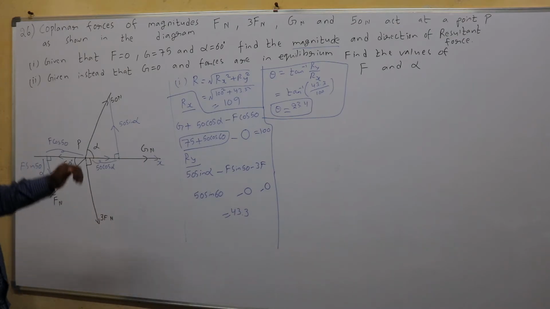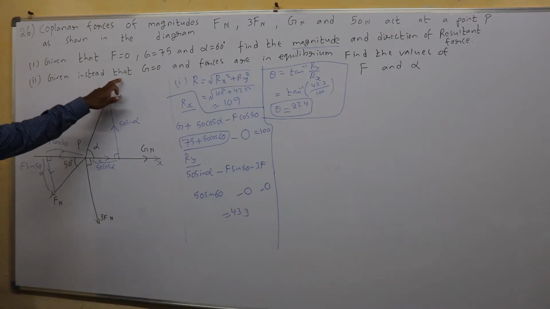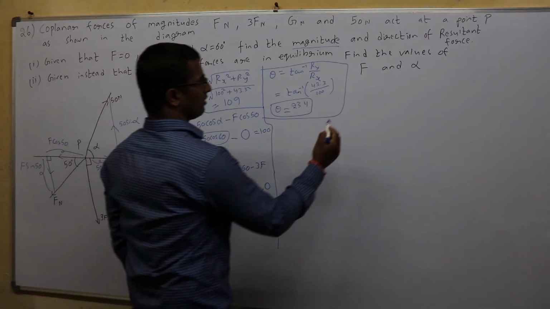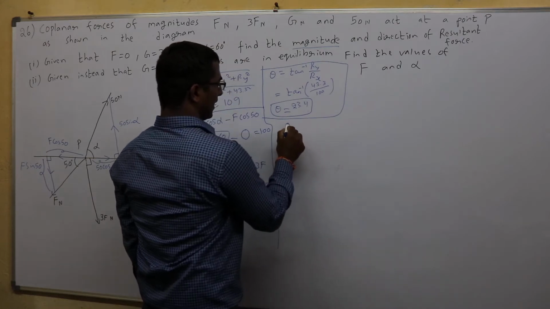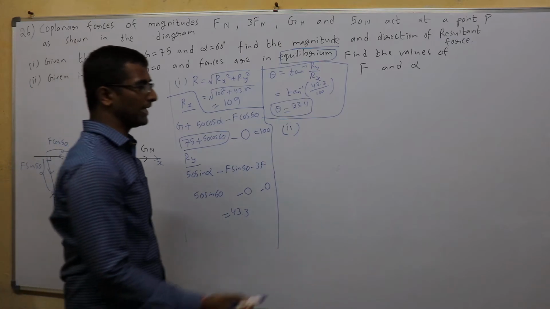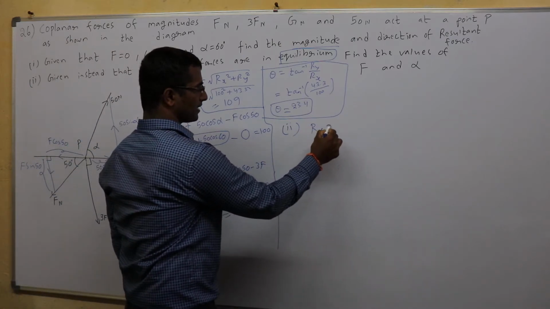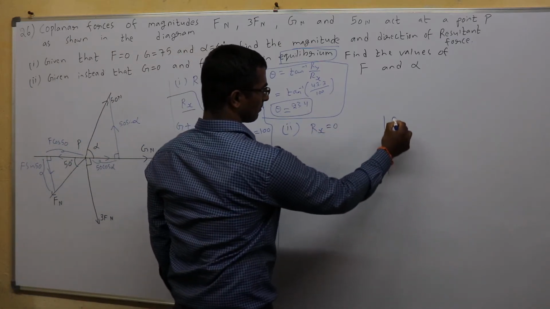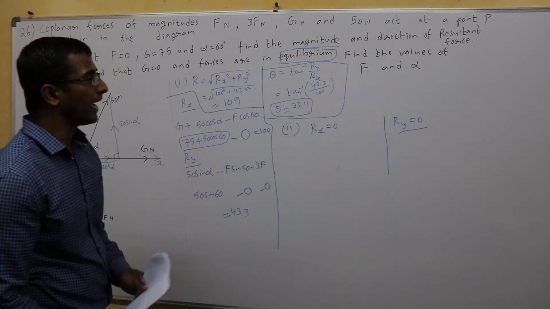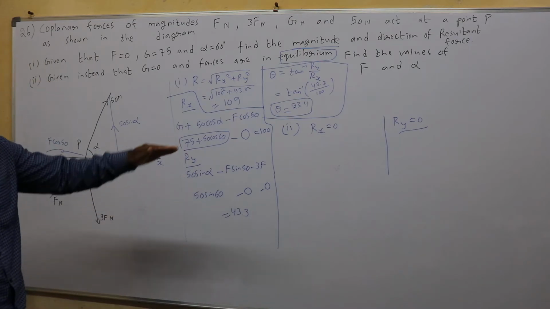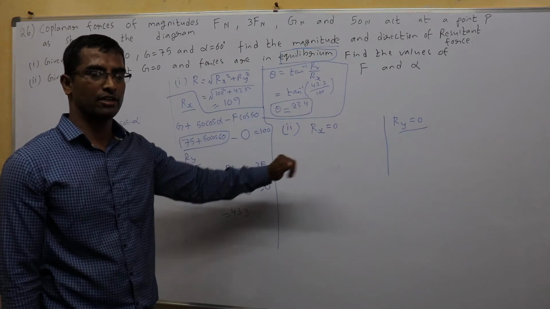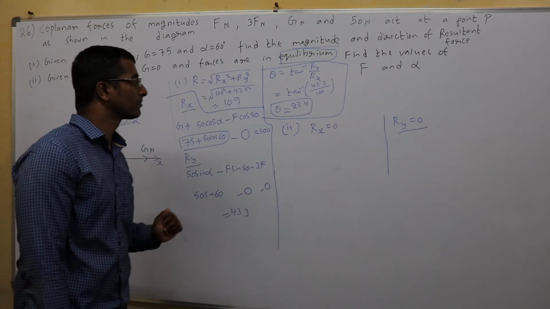Now the next one. Given instead that G equals 0 and the forces are in equilibrium. So the second bit: equilibrium means Rx equals 0 and Ry equals 0. And that's it. Find the value of F and alpha. From this I get two equations. I need to find the values of F and alpha.